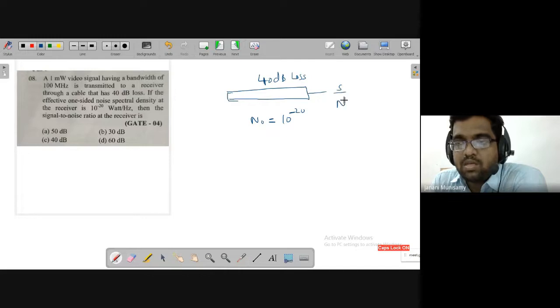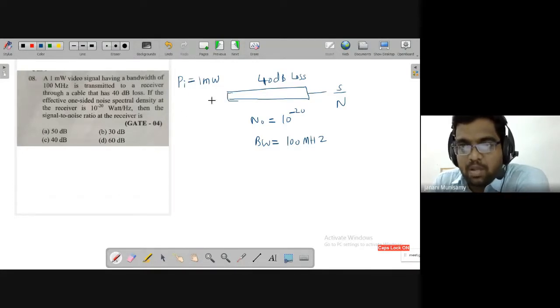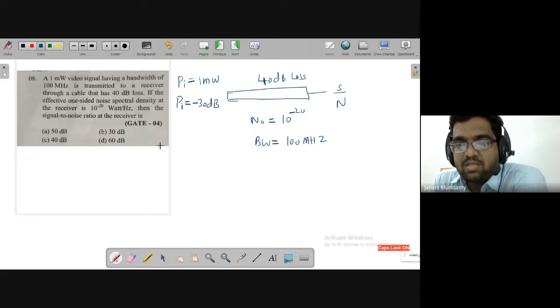Here we have to calculate the signal to noise ratio. They have clearly mentioned the power available with us, that is 1 milliwatt, and also the bandwidth of the signal, 100 megahertz. If the power is 1 milliwatt, we write it in terms of dB, because operating in dB is simpler in general, and the answer is also given in dB. So I will convert this input power into dB. Then the power available with us is minus 30 dB. Just apply the 10 log formula.